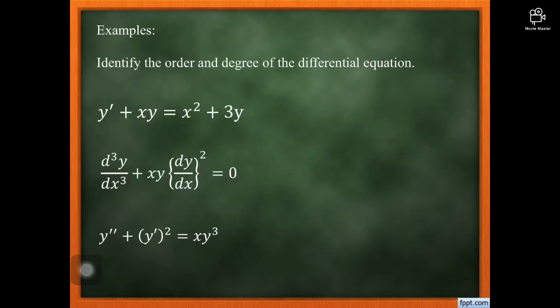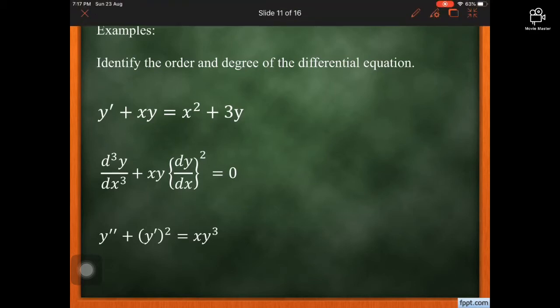So, let's solve the examples. We need to identify the order and degree of the differential equation. Let us first take a look at the first equation. What is the order? The order is what derivative is the highest derivative. As we can see, the highest derivative here is the y prime, which is also equivalent to dy over dx.